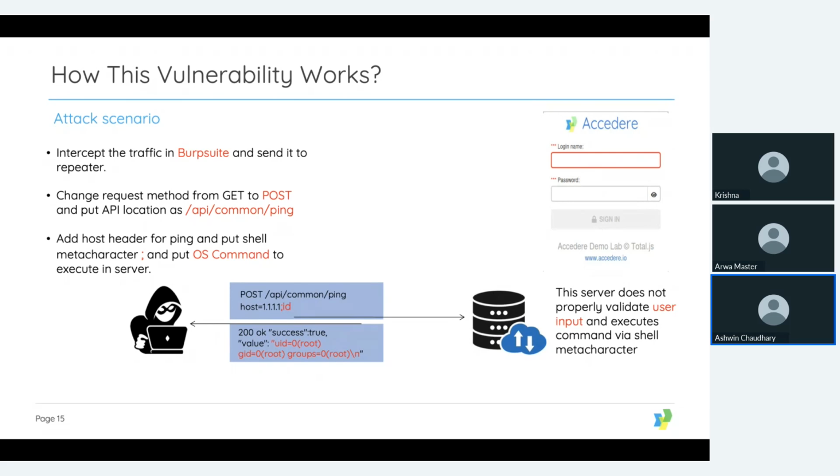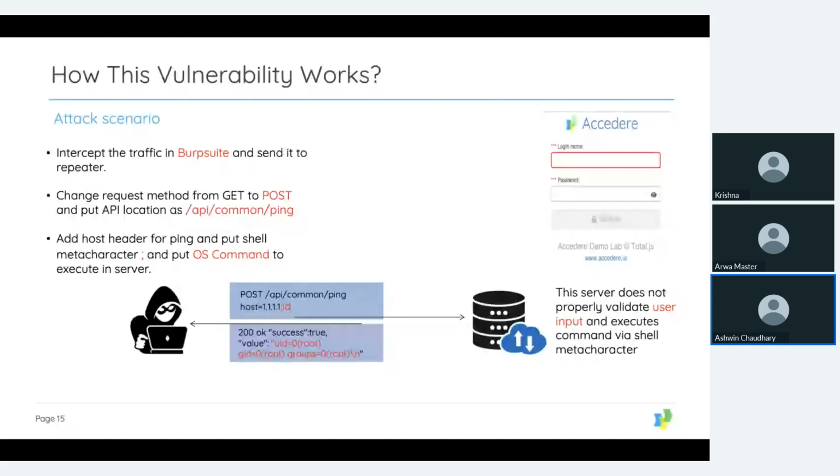So how are we going to exploit this? We are going to intercept traffic using Burp Suite and send it to the repeater. We are going to change the request method from GET to POST and put it in the API location as API common ping, which goes to the API endpoint. And we'll add the host header for ping and put shell meta characters such as a semicolon and the OS commands to execute on the server.